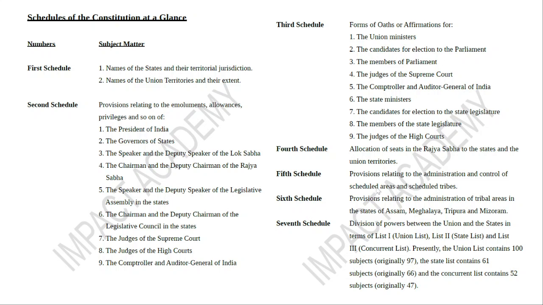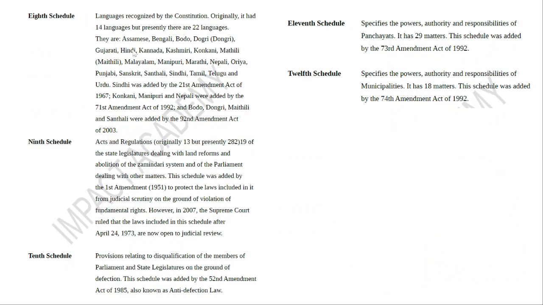Fifth and sixth both relate to scheduled castes, scheduled areas and tribes, and this is with specific reference to Assam, Meghalaya, Tripura, and Mizoram. Seventh is division of powers between union and states. Eighth is languages. Till the eighth is part of the original constitution. Ninth schedule was added with the first amendment of 1951.